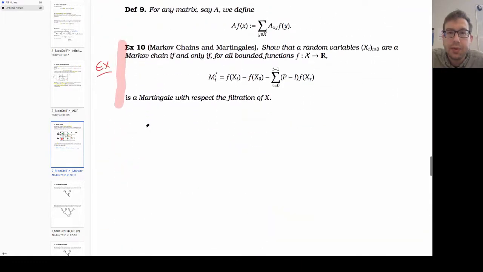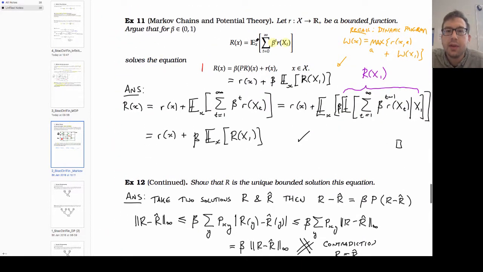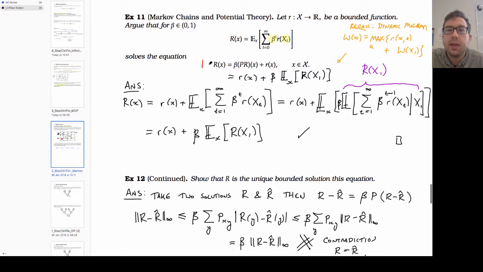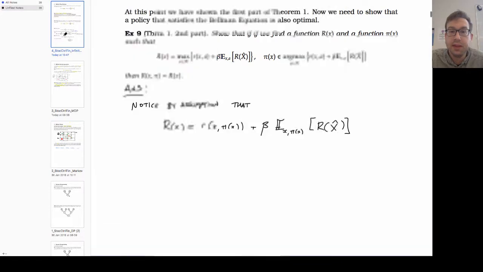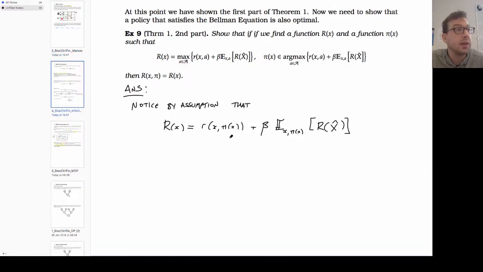We proved a result that said that if I solve this equation, then R is a unique bounded solution to an equation that looks like this. The long-run reward is equal to the instantaneous reward plus beta times the expected value of the next state. That was exercise 11 on our Markov chains notes. So jumping back to here, this is exactly the same thing.